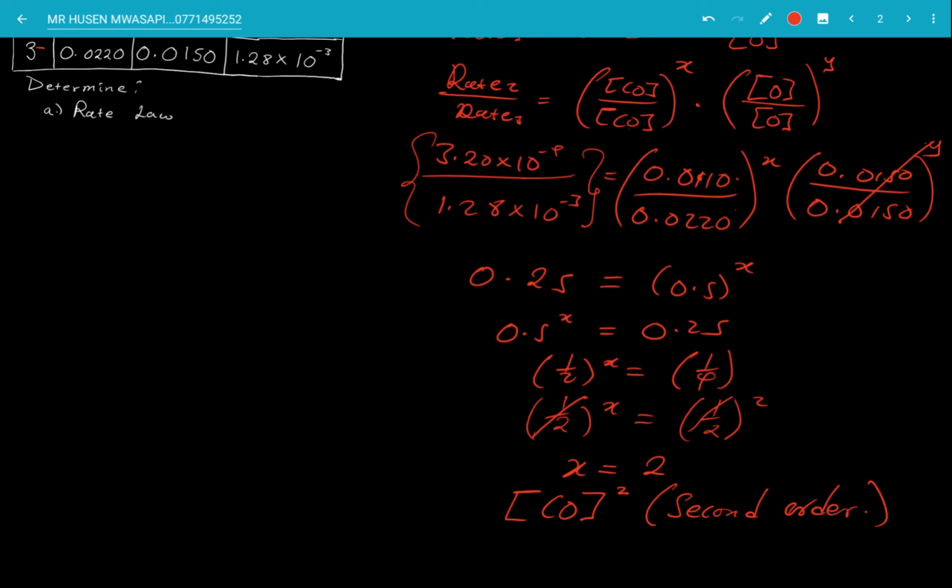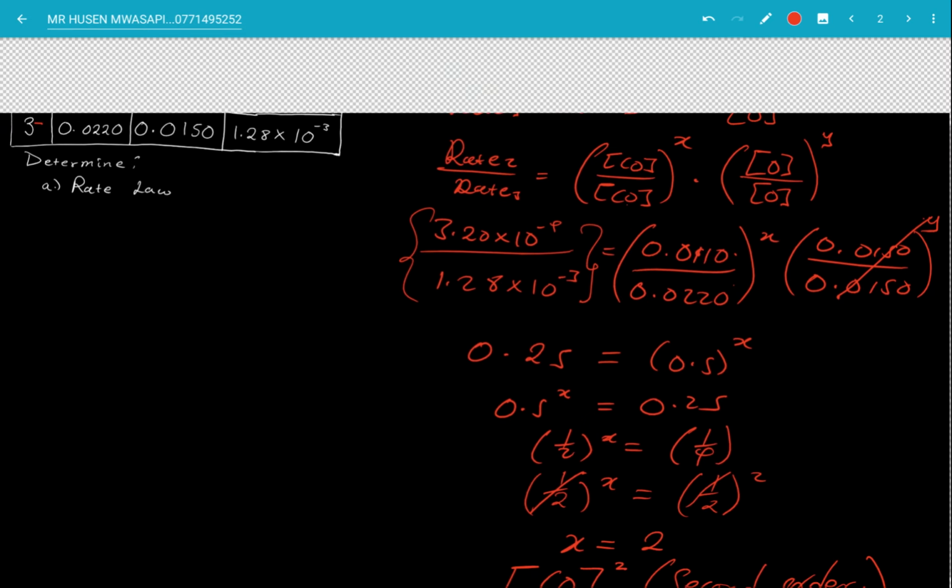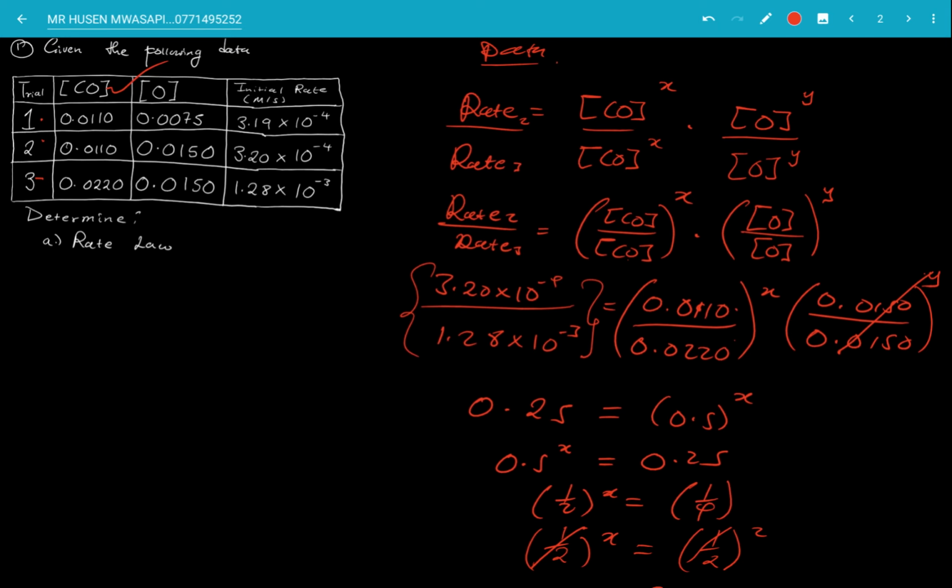As simple as that. Then we do the same thing for oxygen. Now, for oxygen, we need to look for the one that changed for oxygen only and did not change for carbon monoxide, and that is rate 1 and rate 2. So for oxygen, put it here.